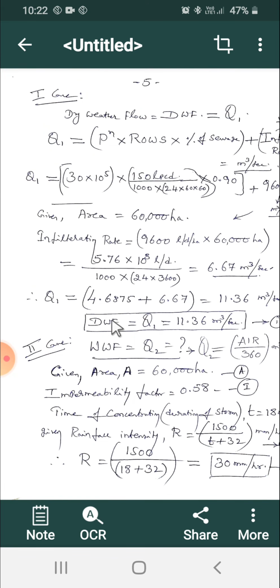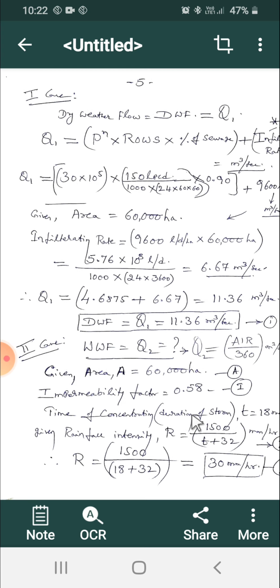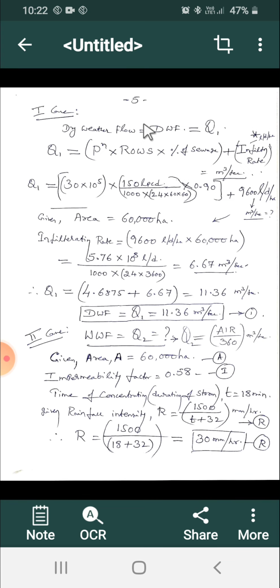Next, that is the continuation. Q1 is equal to this plus this. See, observe here. We are given one value DWF, another value is infiltration. This plus this, that is Q1 plus Q2. Q1 is equal to these two values. See, if you add these two, you will get 11.36 metric cube per second. You study once again and find out these values, whether they are coming or not. Check all the values, because each and every model has 2 problems or 3 problems.